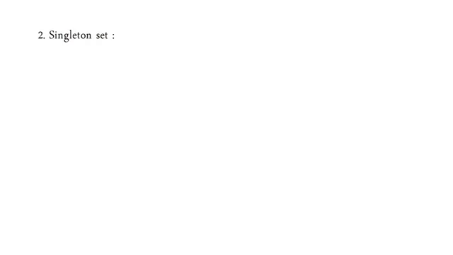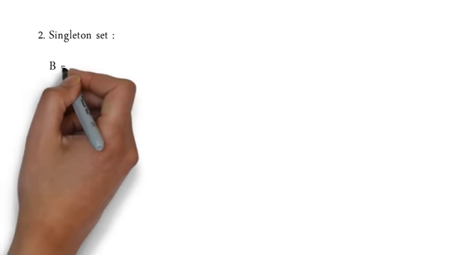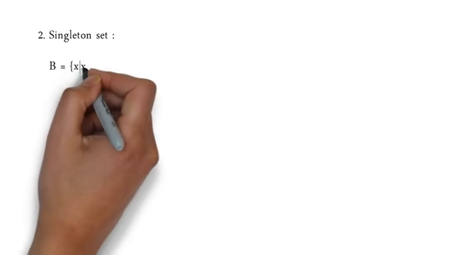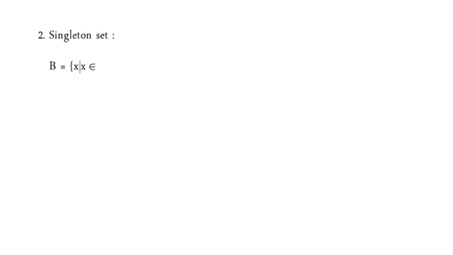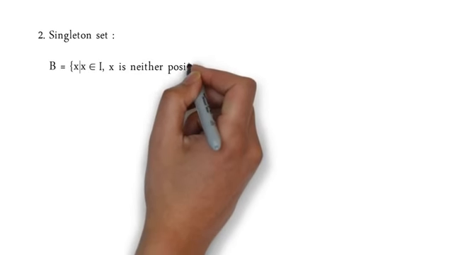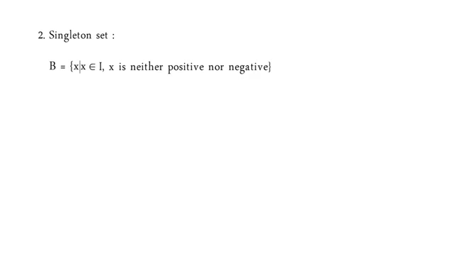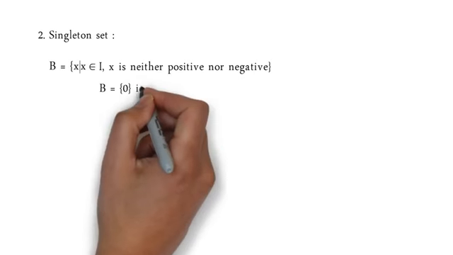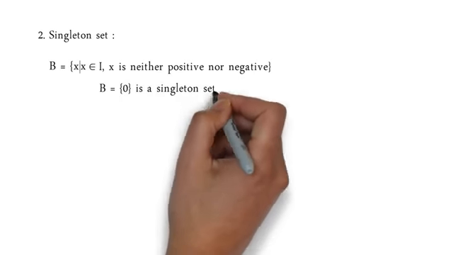Singleton set. Here B is equal to the set of all x where x belongs to I. x is neither positive nor negative. Therefore, B is equal to {0}, which is a singleton set.